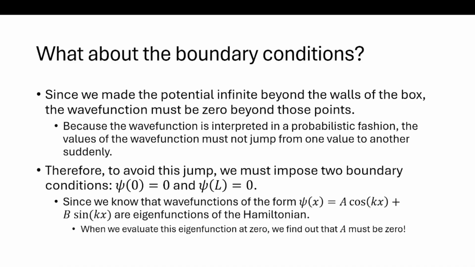So to avoid this jump, we have to impose two specific boundary conditions. The first boundary condition states that if we evaluate the wave function at x equals 0, that's going to be 0. And if we evaluate it at x equals L, that's also going to be 0. And by doing this, we're going to be preventing the wave function from actually having a non-zero value beyond the boundaries of the box.